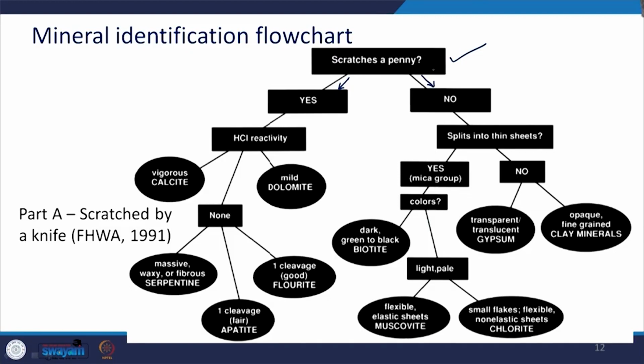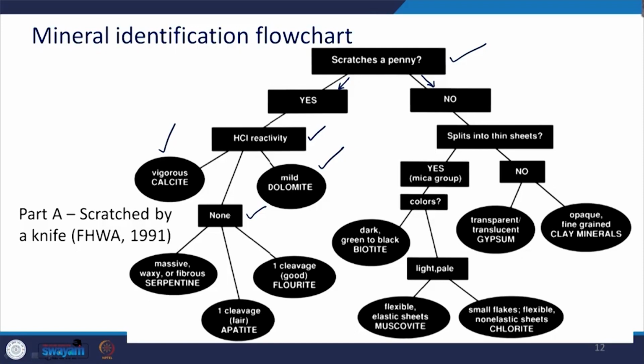Now, first let us focus on this branch where the mineral scratches a penny. Okay. Then the next step is to check whether it is reactive to the hydrochloric acid or not. Now, in case it has a vigorous reaction, immediately you can identify that the mineral is calcite. If there is a mild reaction, you can say it is dolomite, and if there is no reaction at all, then again the confusion remains, and there the knowledge about cleavage plane comes to our rescue.